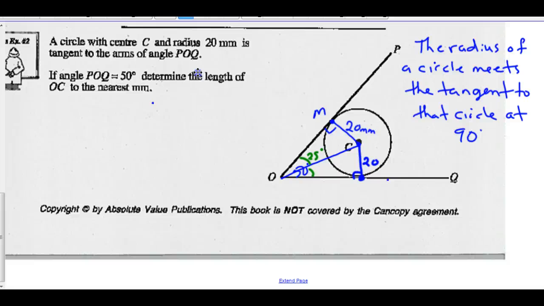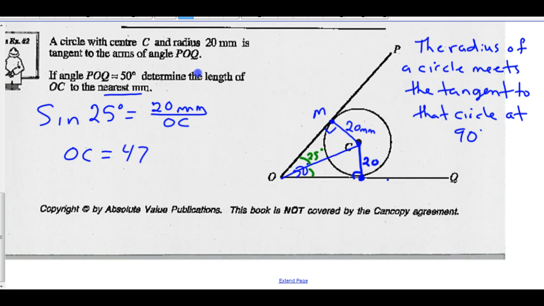The trig ratio that uses opposite and hypotenuse is the sine ratio. So the sine of 25 degrees will equal the opposite, 20 millimeters, over the hypotenuse OC. So how do we find the length of OC? 20 millimeters divided by the sine of 25. So 20 divided by the sine of 25 gives us a length of 47.3, which to the nearest millimeter is 47 millimeters.